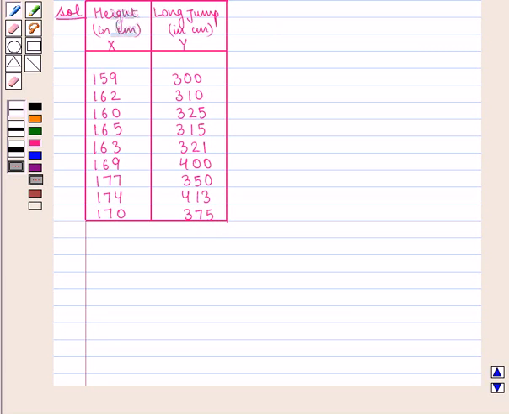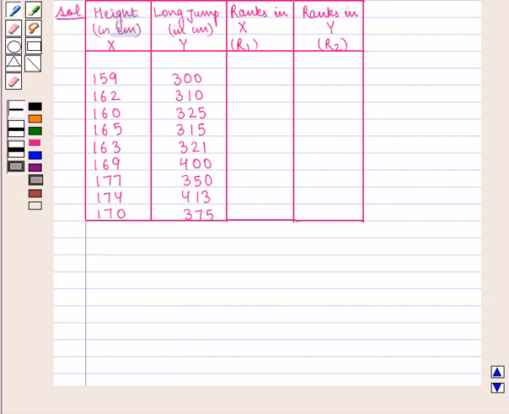When ranks are not given, but actual data are given, then we should assign ranks. That is, we can give ranks by taking the highest or the lowest as 1, next to the highest or lowest as 2, and follow the same procedure for both the variables. Here we take the highest as 1 and next to the highest as 2 and follow the same procedure for both the variables. Ranks in X are denoted by R1 and ranks in Y are denoted by R2.